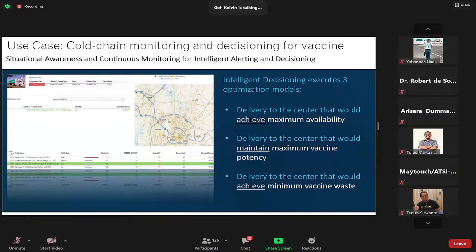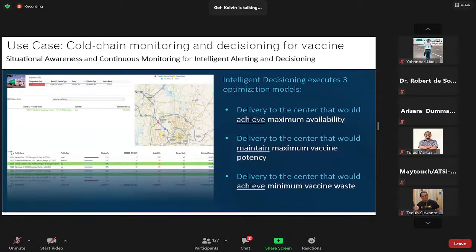The second model that we're after here is to maintain the maximum potency of the vaccine. By that, what it means is that because it goes through some sort of decay process, we want to make sure that your temperature is compromised for the least amount of time and therefore doesn't risk compromising the integrity of the vaccine. The second scenario that we wanted to score against is the idea of maintaining maximum vaccine potency. That's the second scenario.